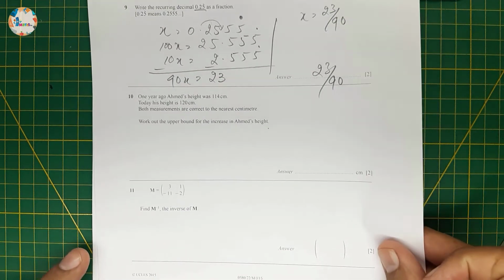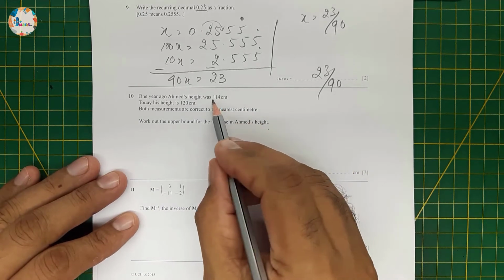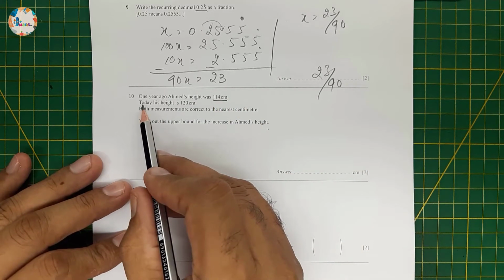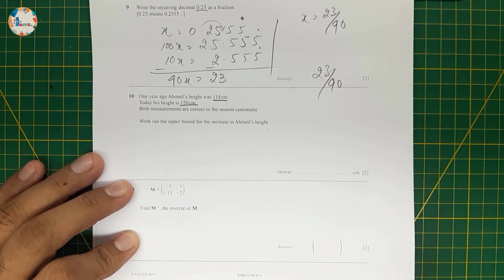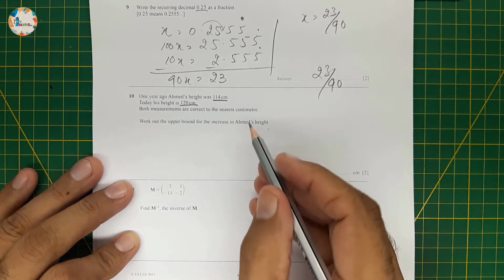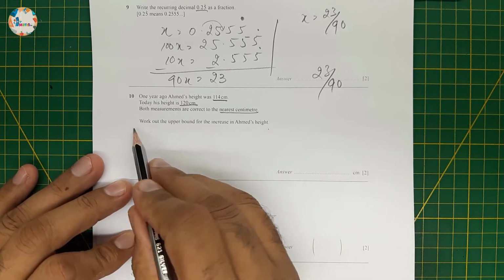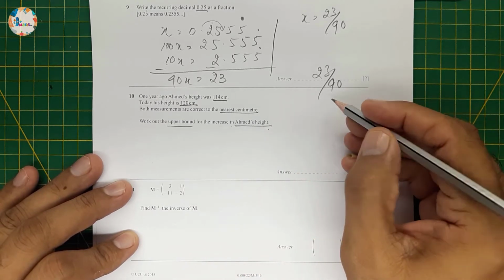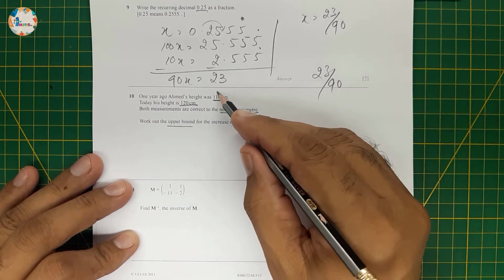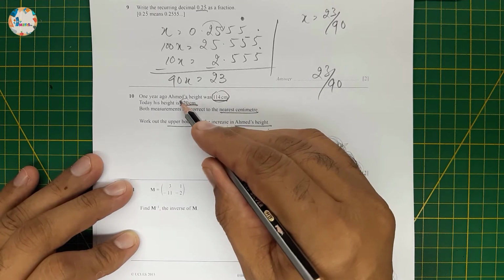Now question number 10. One year ago, Ahmad's height was 114 centimeters. Today his height is 120 centimeters. Both measurements are correct to the nearest centimeter. Work out the upper bound for the increase in height. So for this one and this one, we'll check.